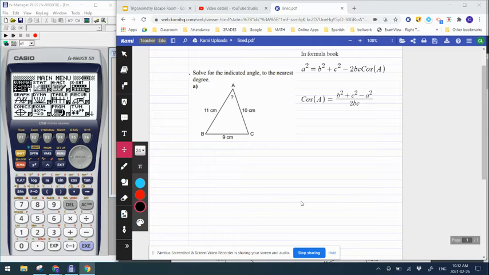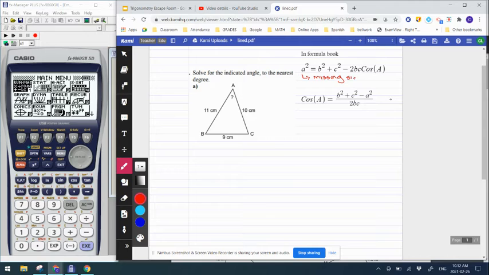Okay, so for both the IB and IGCSE courses, they give you two versions of the cosine rule. Version 1 is the normal cosine rule. It's the one that shows up in most formula booklets. And this is the version where you want to find a missing side.